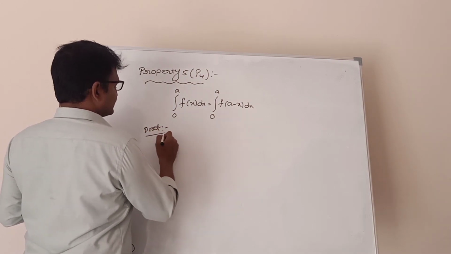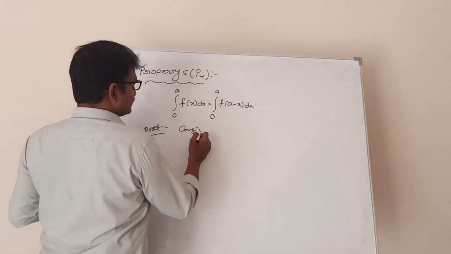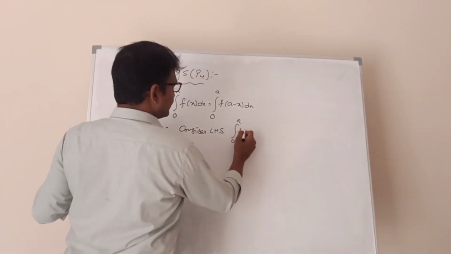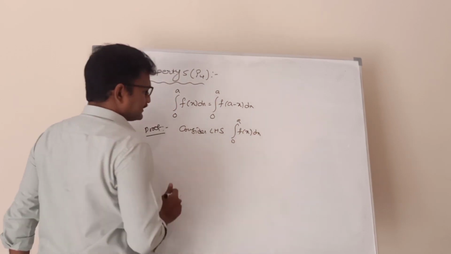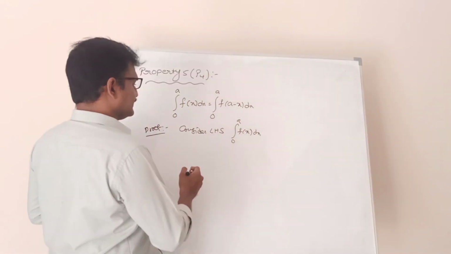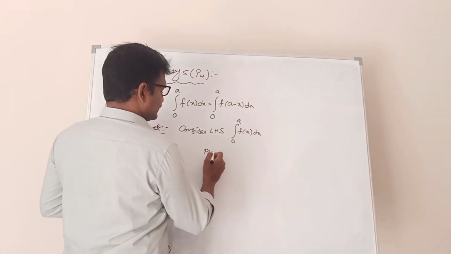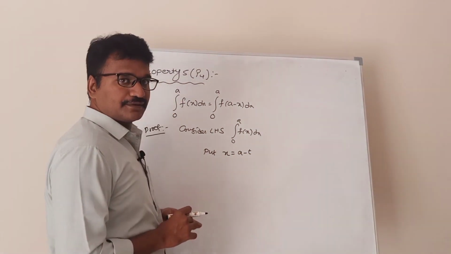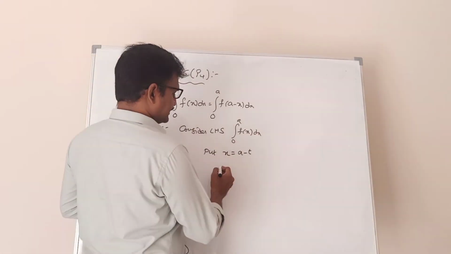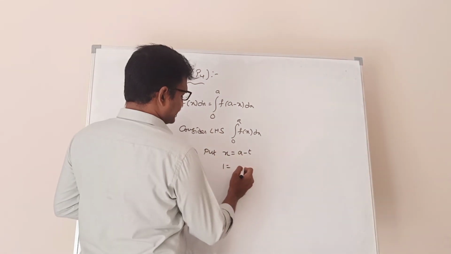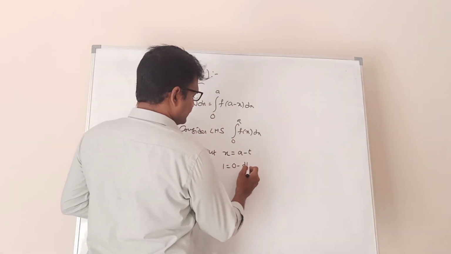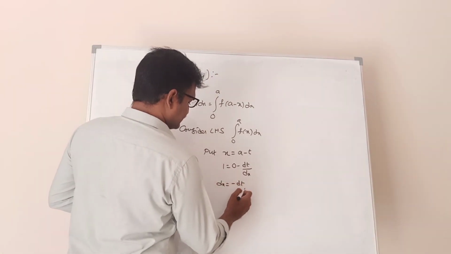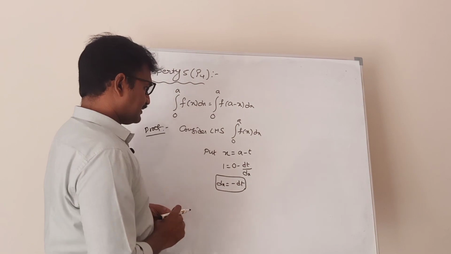Consider LHS, integration of 0 to a f of x dx. In this, put x equal to a minus t. Differentiating with respect to x on both sides, derivative of x is 1, derivative of a is 0, minus dt by dx. So dx is equal to minus dt. Dx value is minus dt.